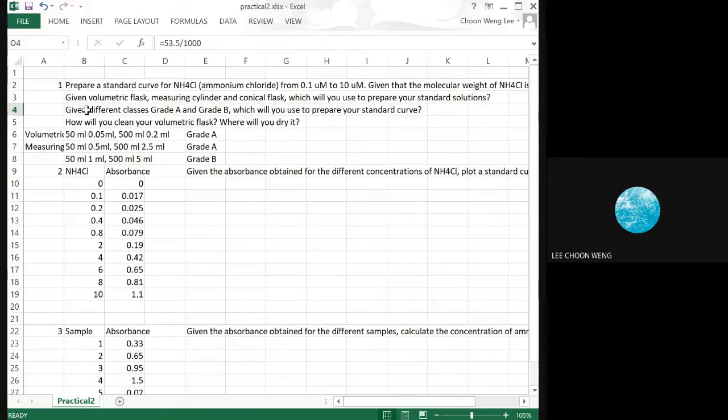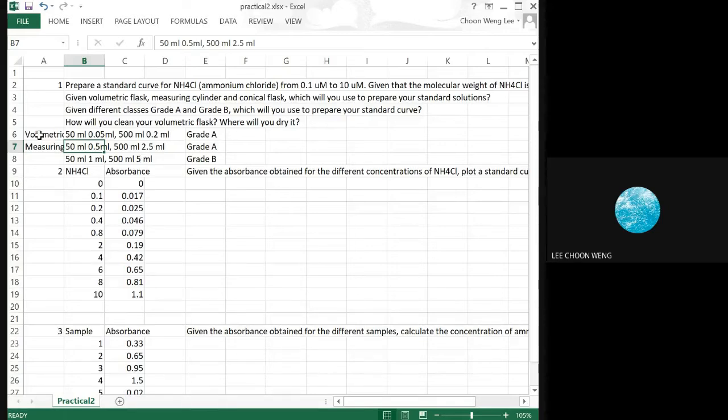Even among the different glassware, there are grade A and grade B glassware. So here is a measuring cylinder. It's written here, grade A measuring cylinder and grade B measuring cylinder. This is the volume of the measuring cylinder. If it's 50 mL, its accuracy is plus minus 0.5 mL. If it's 500 mL, you can get an accuracy of 2.5 mL. That's for grade A. For grade B, if it's 50 mL, the accuracy is plus minus 1 mL. If it's 500 mL, the accuracy is 5 mL.